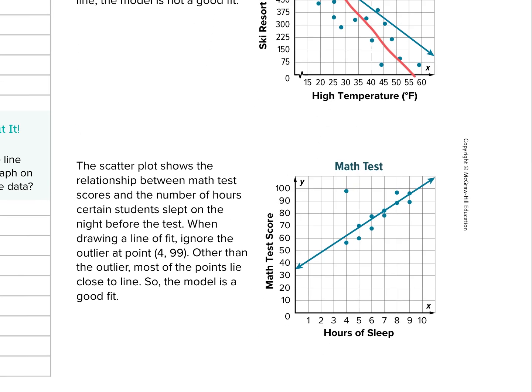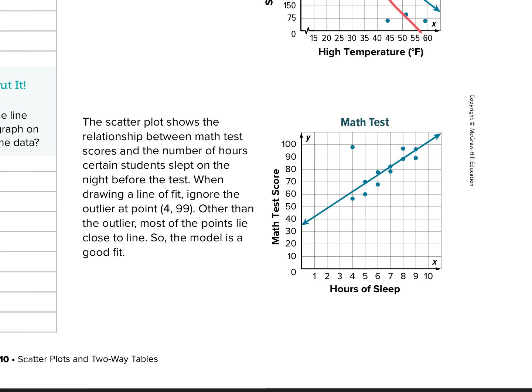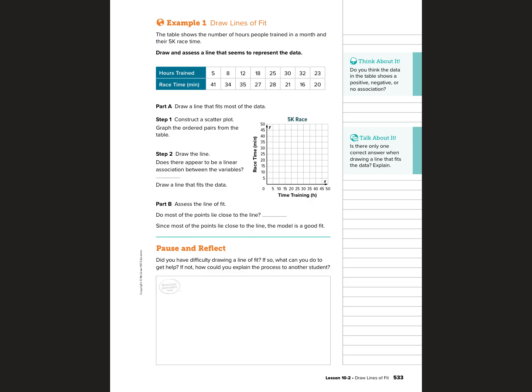If we look at the last one here with the math test, you'll notice that there's an outlier out here. So remember that you ignore an outlier when we're talking about this data. Other than the outlier, most of the points lie close to the line, so this is a pretty good line of fit. Now we're going to get to our first success criteria, and that is drawing in your line of fit. Before we can draw in that line of fit, we need to first plot the points.